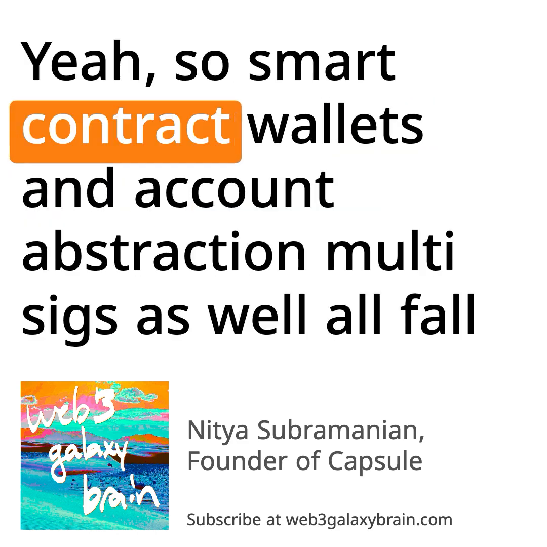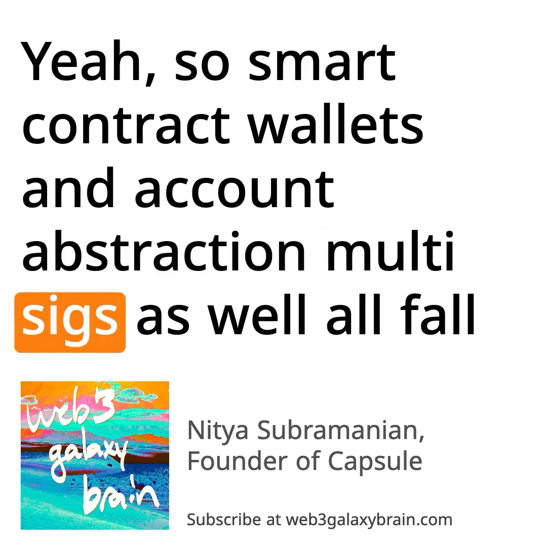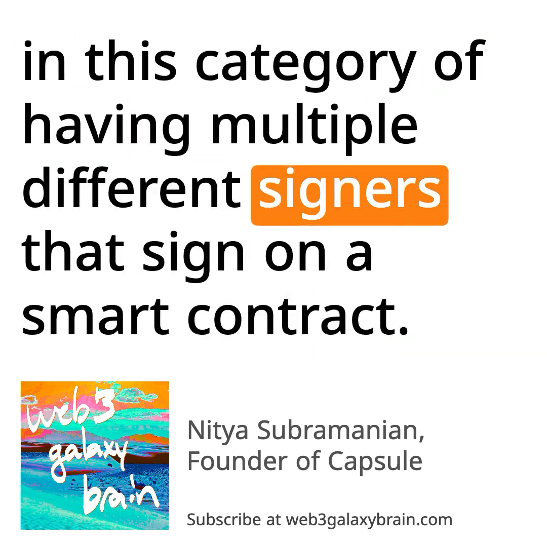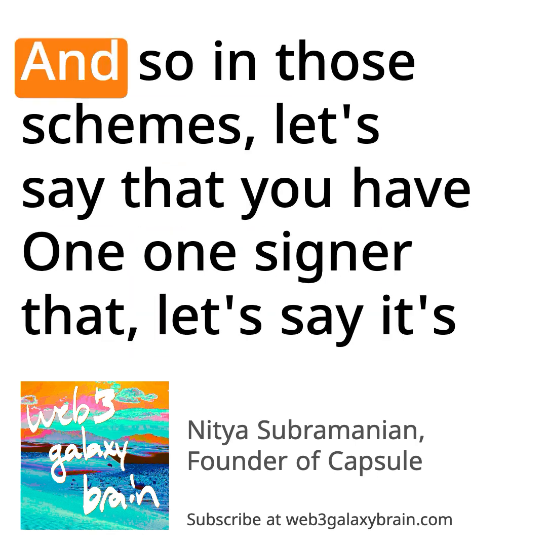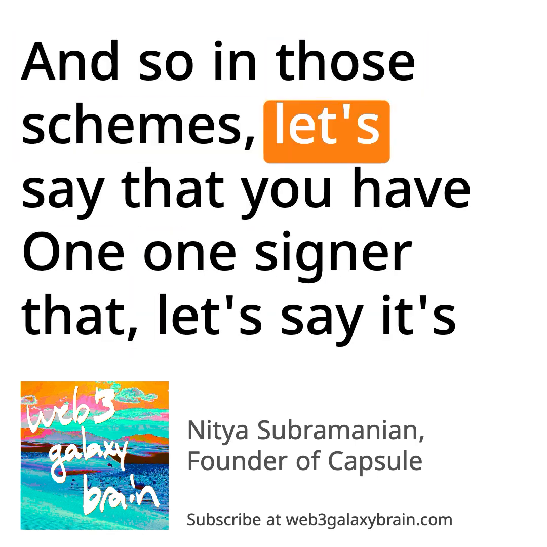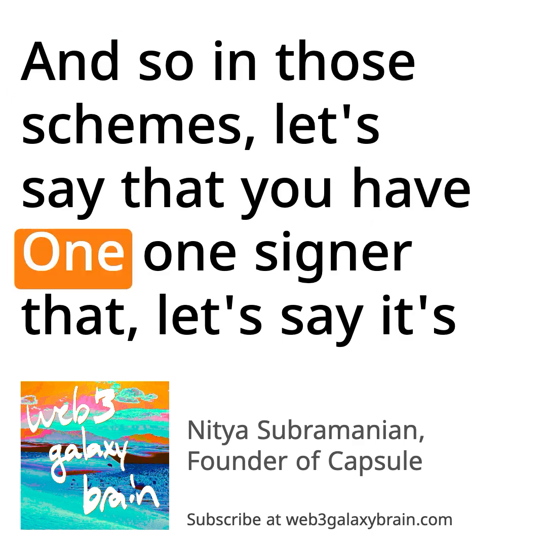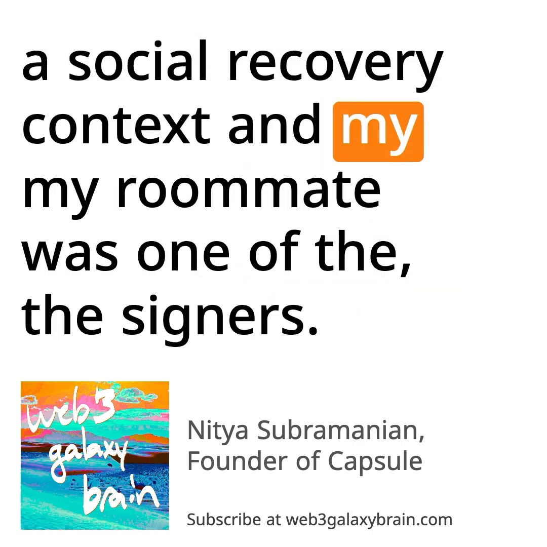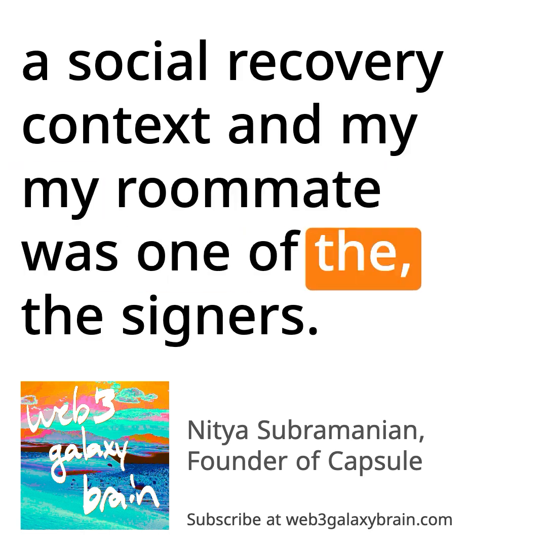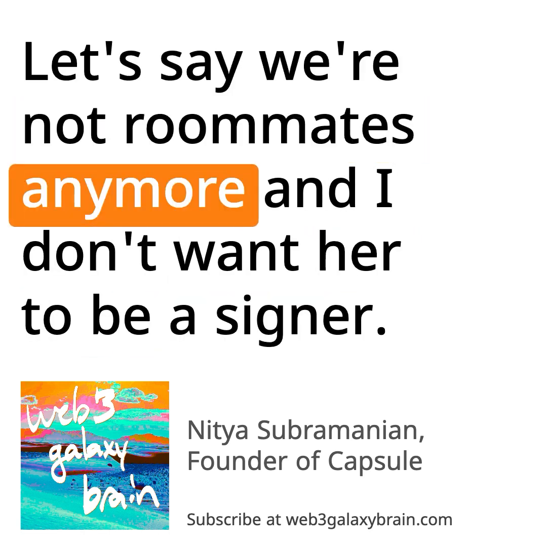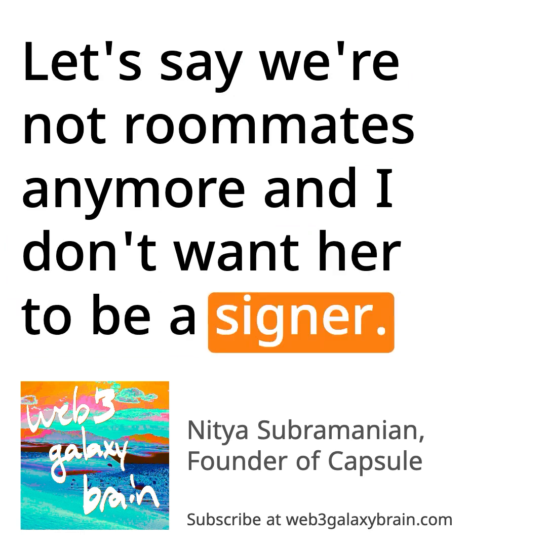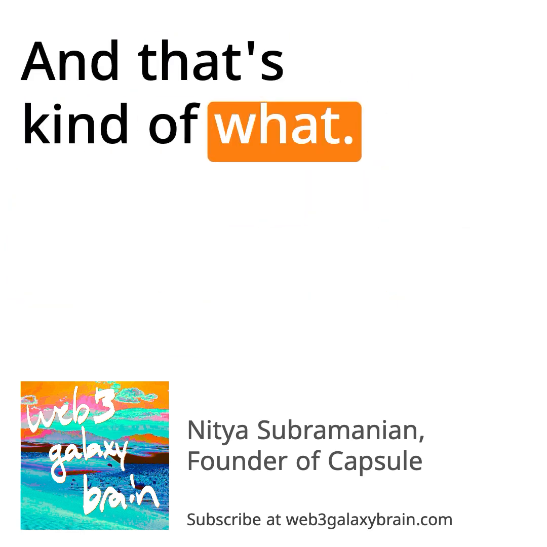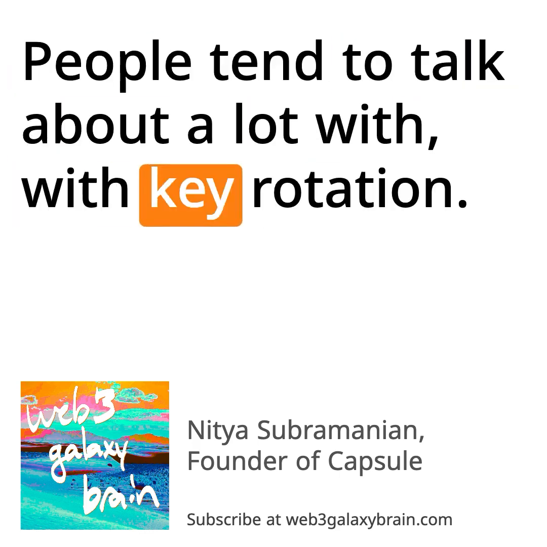Yeah. So smart contract wallets and account abstraction, multi-sigs as well, all fall in this category of having multiple different signers that sign on a smart contract. And so in those schemes, let's say it's a social recovery context, and my roommate was one of the signers. Let's say we're not roommates anymore and I don't want her to be a signer. I can take her off and put someone else on. And that's what people tend to talk about a lot with key rotation.